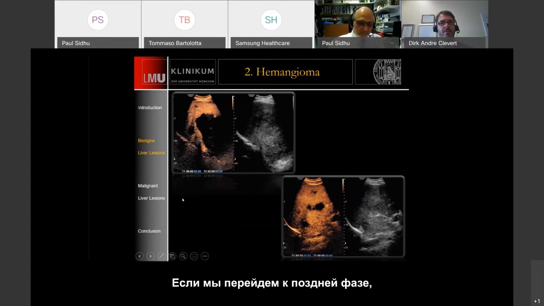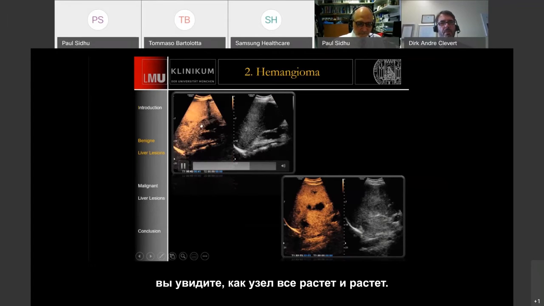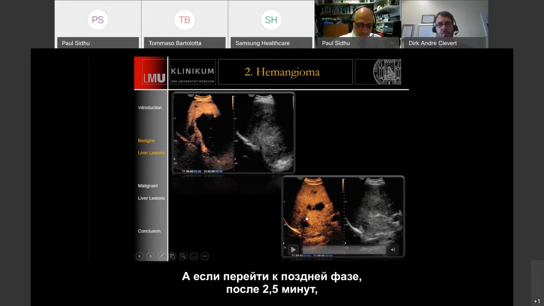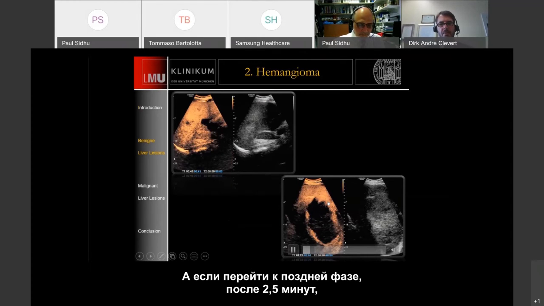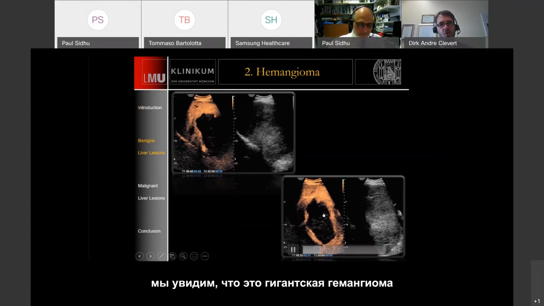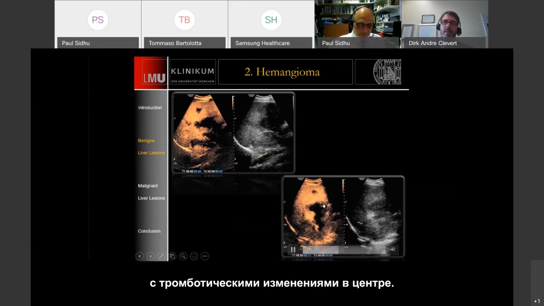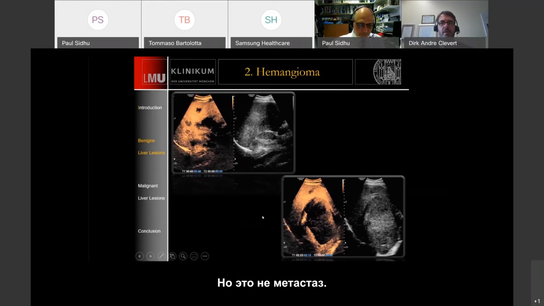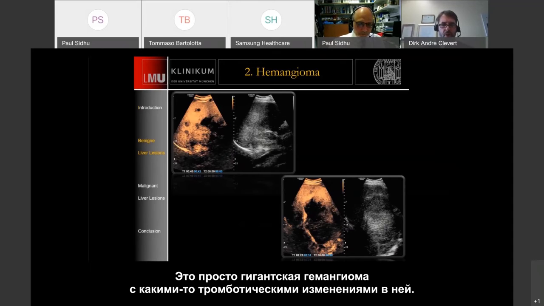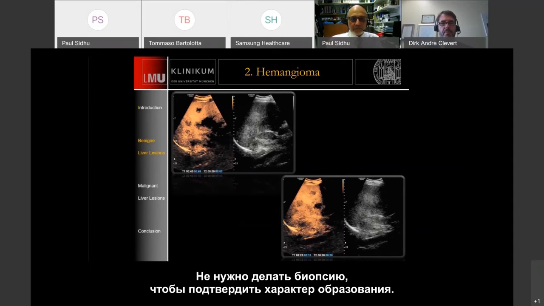If we go into the later phase, you see these nodules are growing. And if we switch to the late phase after 2.5 minutes, you see this is a giant hemangioma with thrombotic changes in the center, but this is not a mass, it's just a giant hemangioma with some thrombotic change. There is no need for biopsy proof of this lesion.